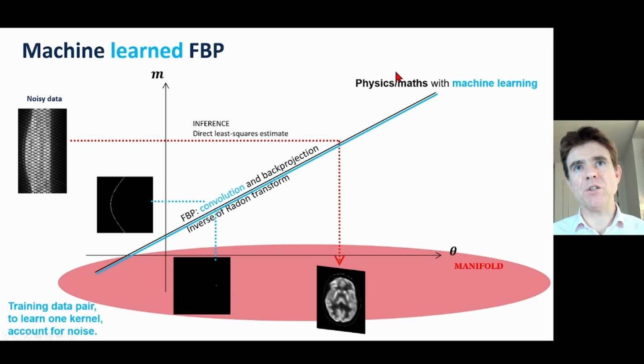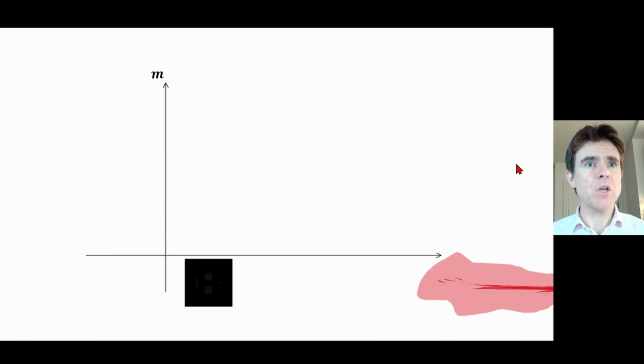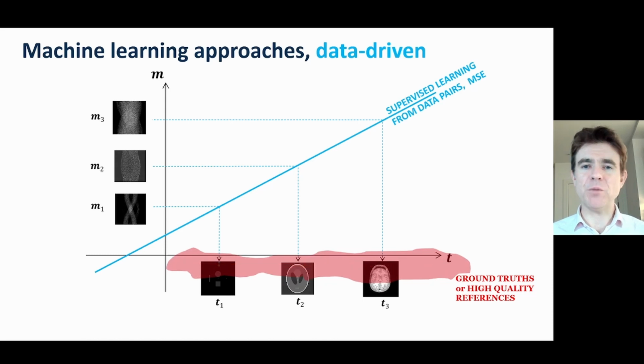And so here we're combining the physics and maths, so basically the direct least squares estimate, the inverse radon transform, with machine learning, with one training pair, one known input output pair for supervised learning. And in fact, this then could be taken to extremes whereby we completely remove the physics and just now rely entirely on example training pairs. Here I'm just showing 3, but if we were to go completely just to data and ignore physics, we could need hundreds of thousands of examples.